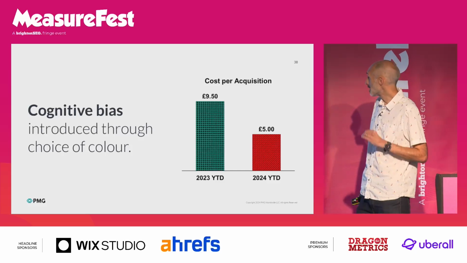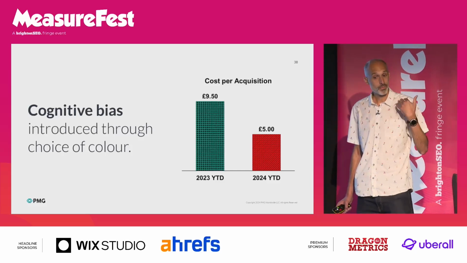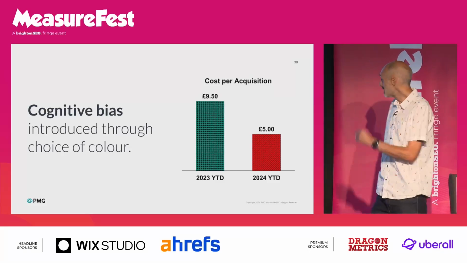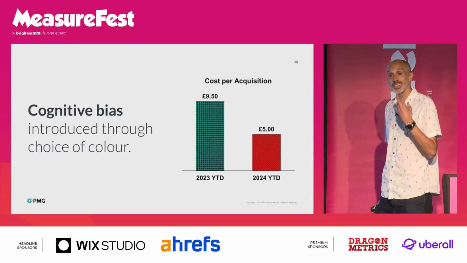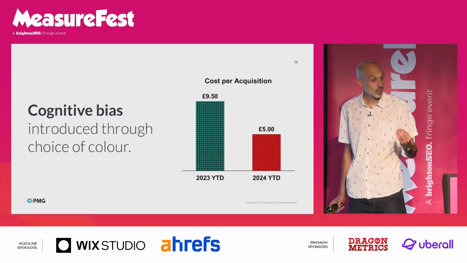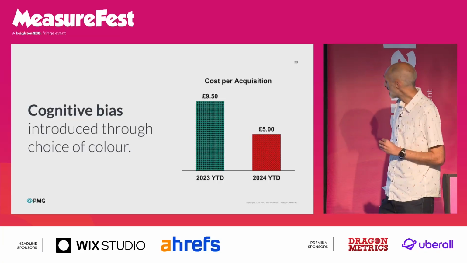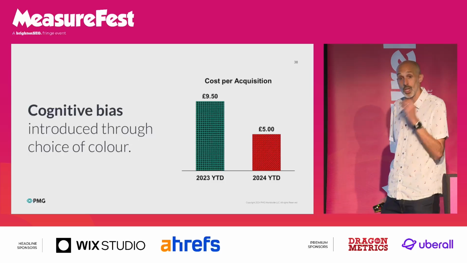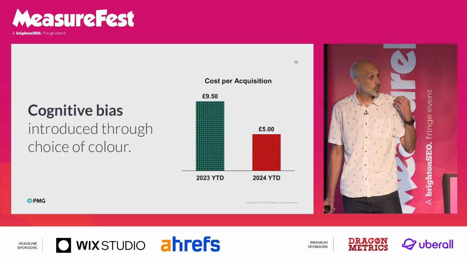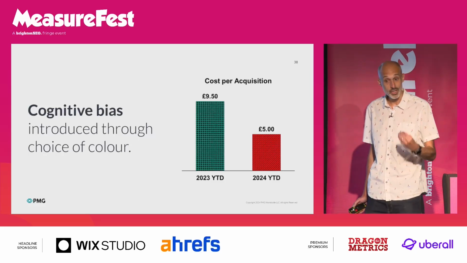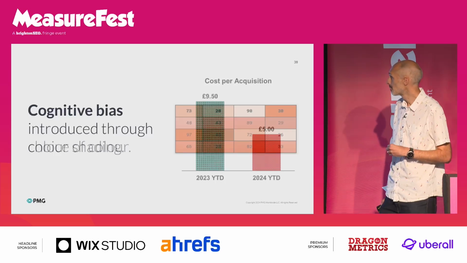Cost per acquisition is a metric such that the lower the number, the better. However, in this case, it's been colored red, which immediately leads us to think of a negative connotation when that's not the case. So to mitigate against this bias, we would swap the colors round, use the cognitive shortcuts we've got to our advantage to aid interpretation and insights of our visual.